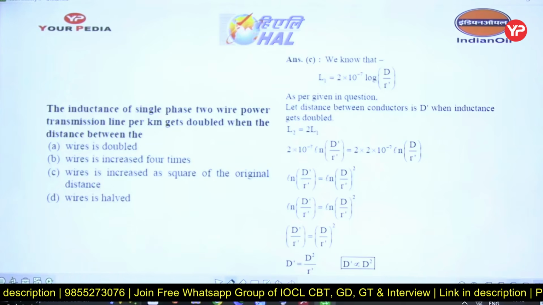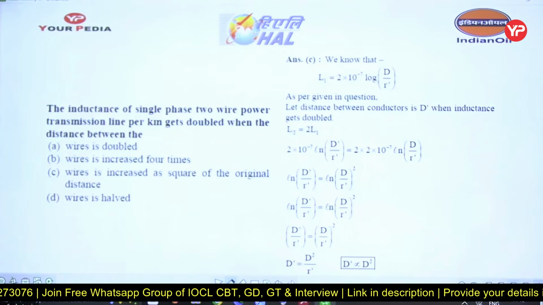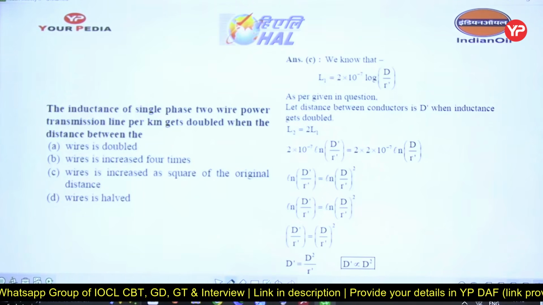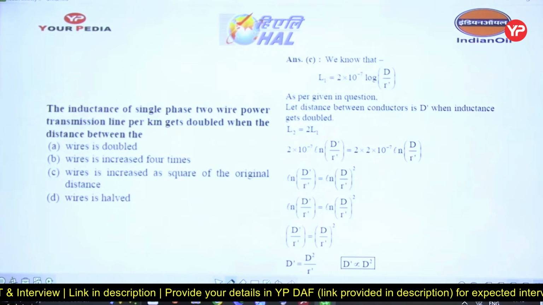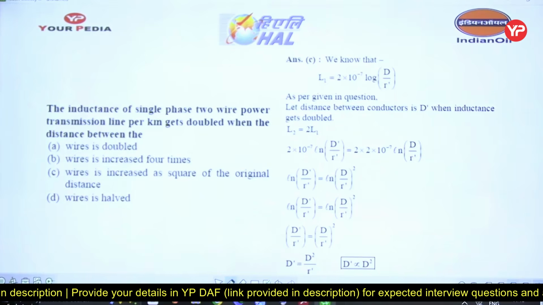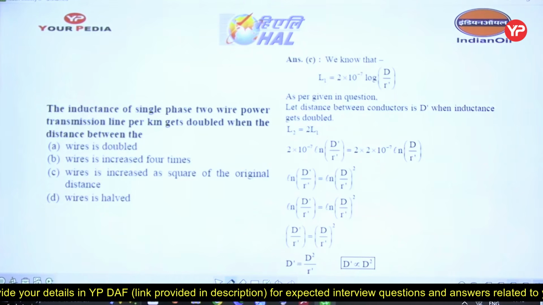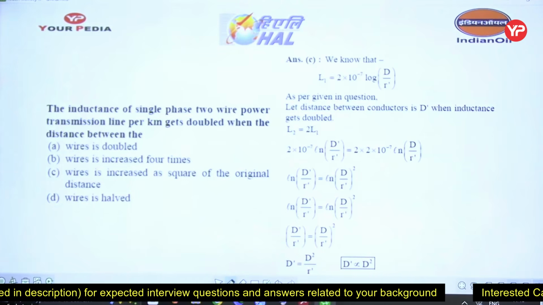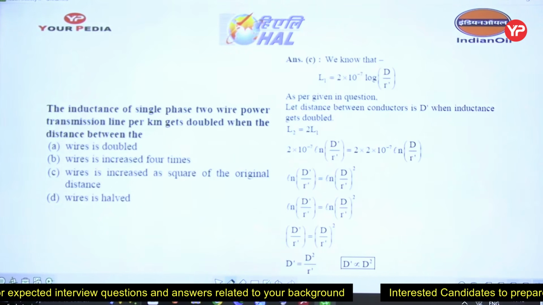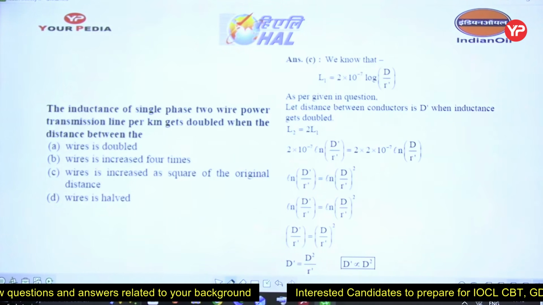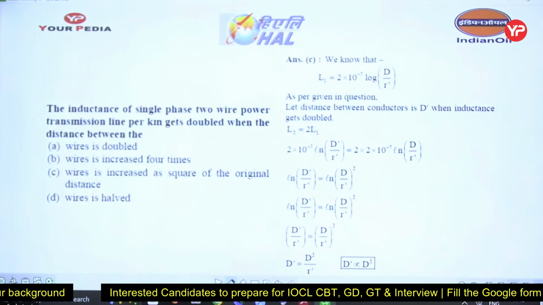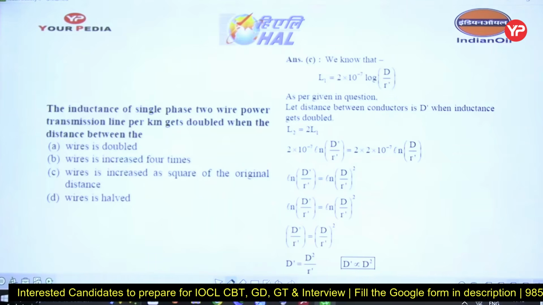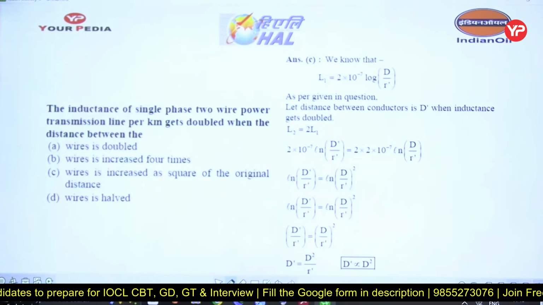If r dash is some value, you must have r dash square. Both should be squared, not doubled. Double is different, square is different. 4 double is 8, 4 square is 16. When the distance between the wires is doubled, it is not possible. When the distance between the wires is increased by 4 times, that means 4 into d, not d square. The distance should increase as the square of the original distance.